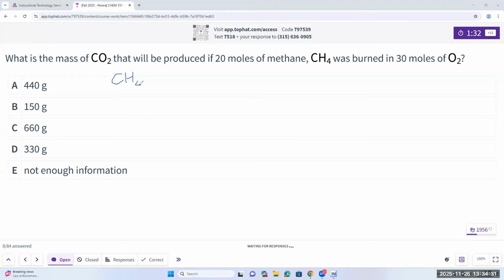CH4 reacting with oxygen to produce CO2 and H2O. 2 and 2.